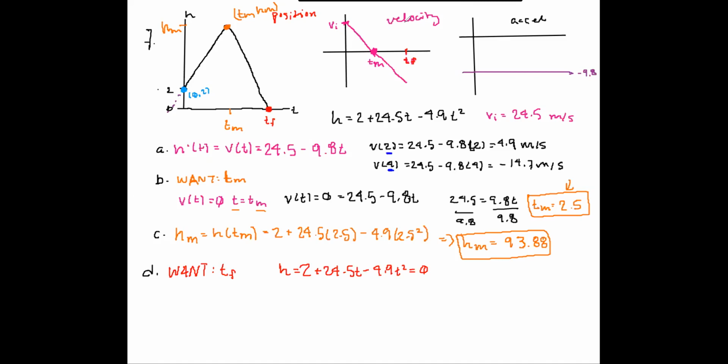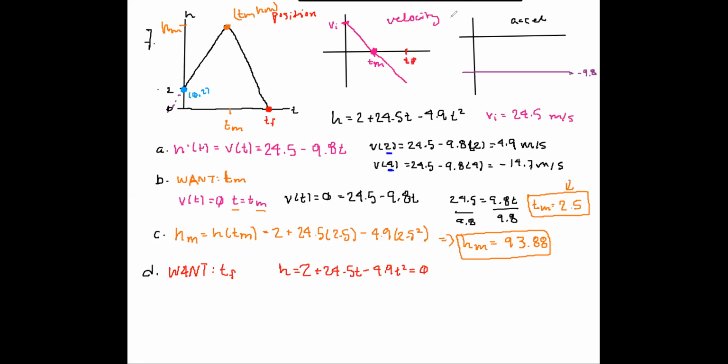The problem I had too did not give the preface of starting at 2 meters. It was just starting at 0 meters and ending at 0 meters. So that was easier to determine: we set it to 0, we'll find 2 numbers, and the bigger number is obviously when it comes back down. Okay, so how am I going to solve for this?